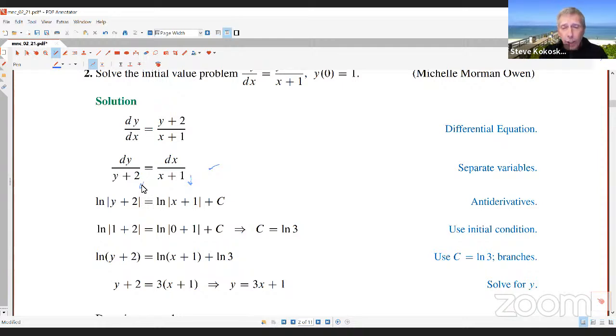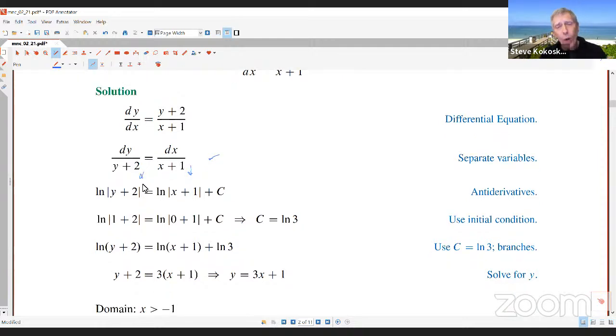Now, one of the questions that popped up quite a bit on Facebook was, well, once you find the antiderivatives, when do you use the initial condition? When do you solve for y? Should I solve for y right away? And I think we always suggest that as soon as you take the antiderivatives, use the initial condition.